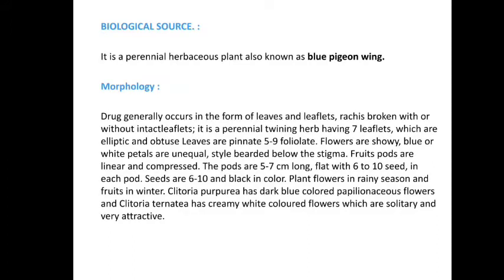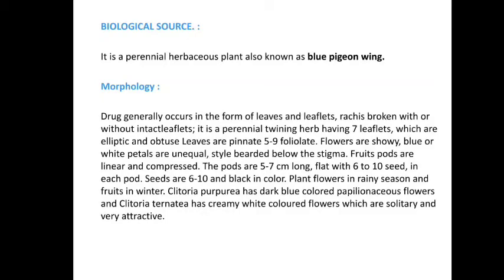Morphology: the drug generally occurs in the form of leaves and leaflets, rhizomes broken with or without inflorescences. It is a perennial twiggy herb having 7 leaflets which are elliptic and obtuse; leaves are pinnate, 5 to 9 foliate. Flowers are blue or white, petals are unique, style bearded below the stigma. Fruit pods are linear and compressed.